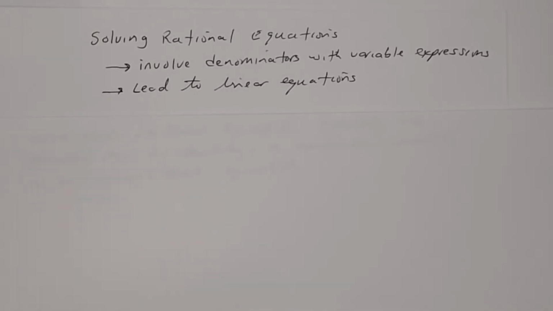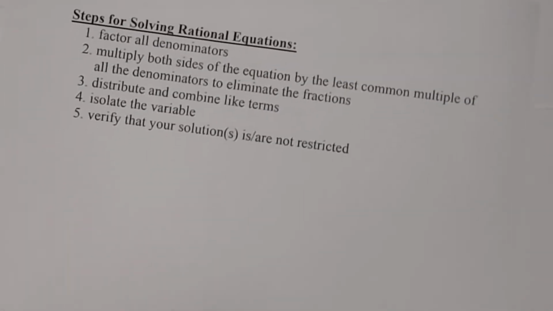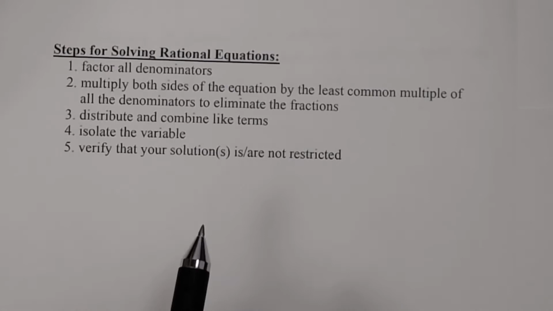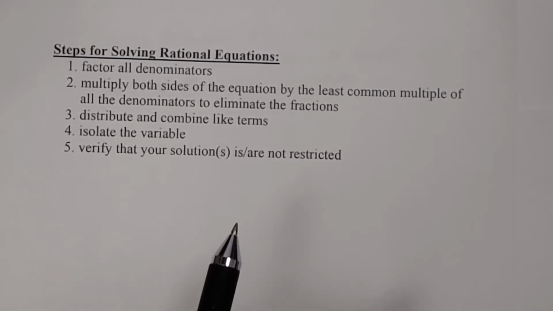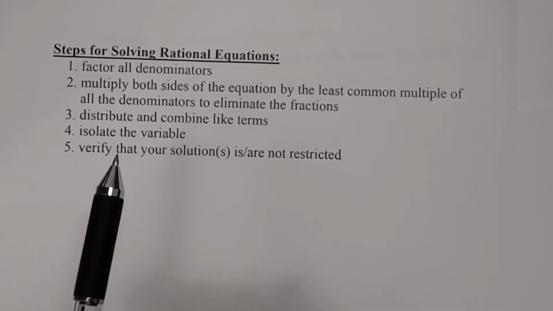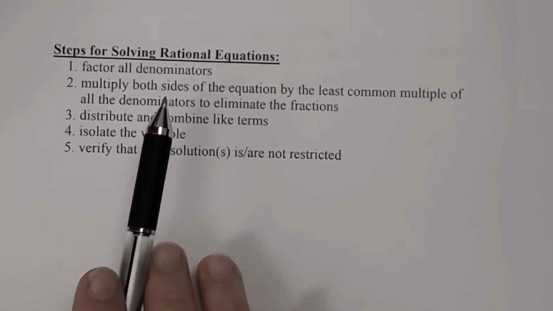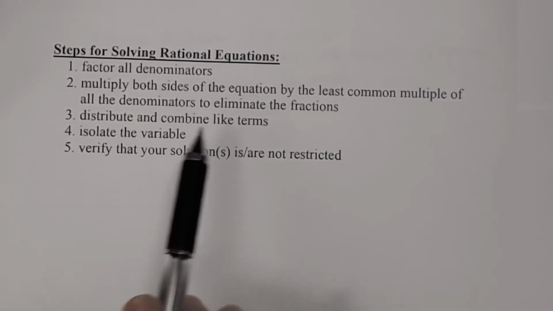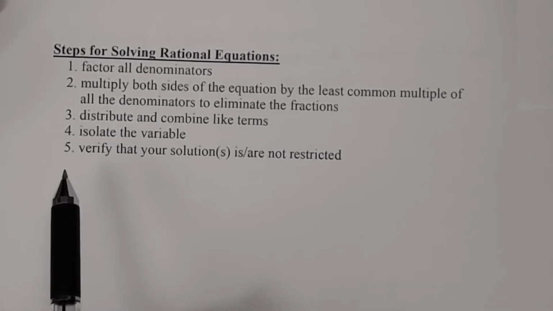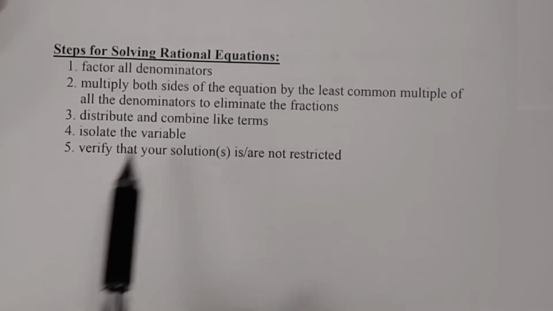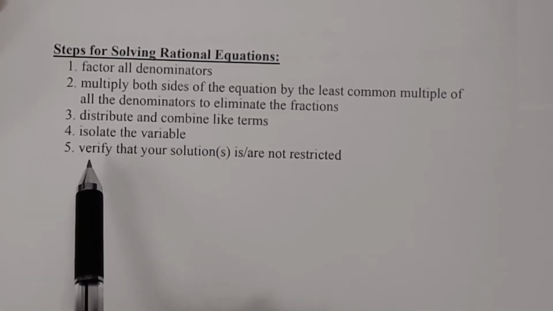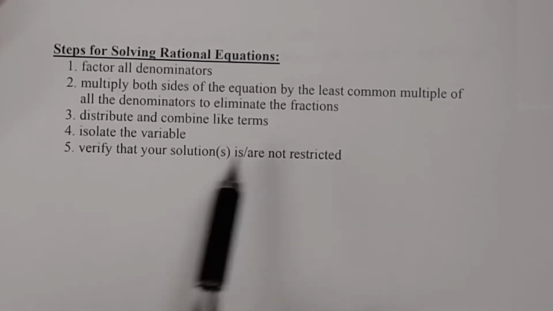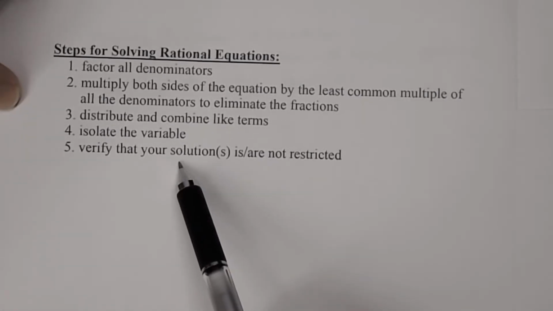Okay, so let's just remind ourselves how to solve rational equations. So here are the steps that we perform. Remember, the first thing you have to do when solving rational equations that involve denominators with variable expressions is factor all the denominators. Then, once you factor the denominators, you multiply both sides of the equation by the least common multiple of all the denominators. The purpose of that is to eliminate the fractions. Then you distribute and combine like terms, and then you isolate the variable. And this is going to be important: you need to verify that your solution or solutions are not restricted. All right, so those are the steps.